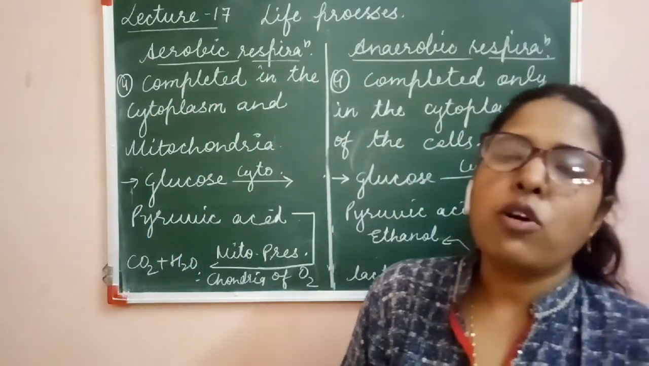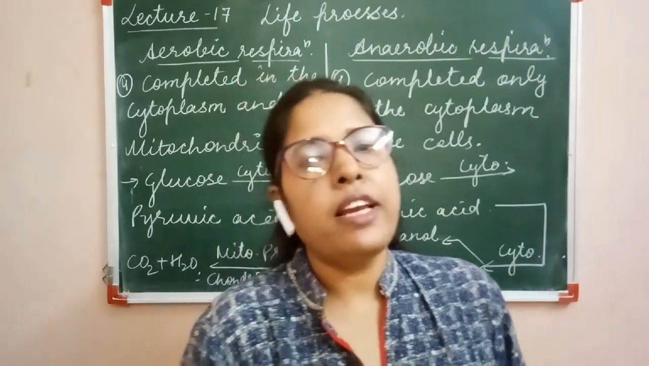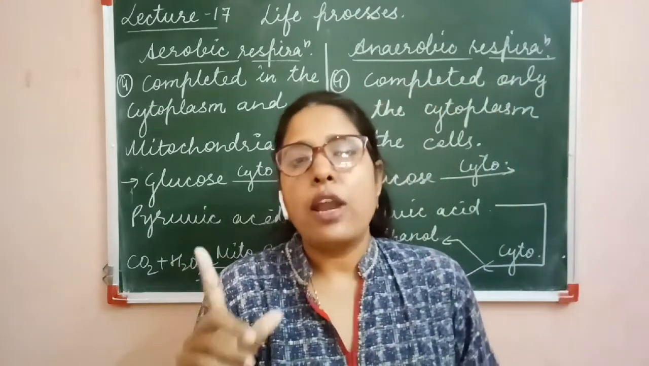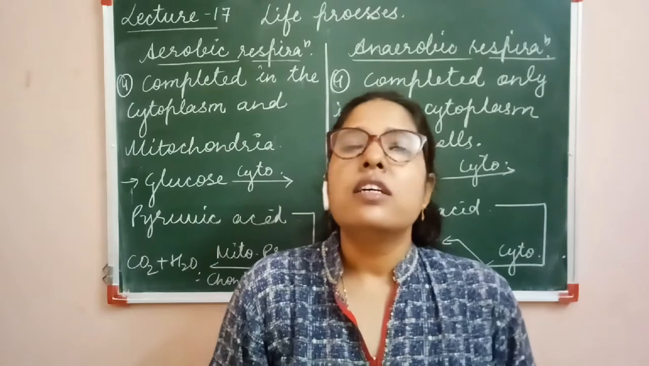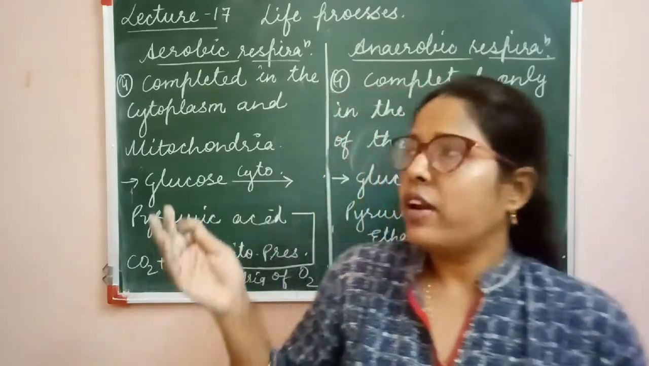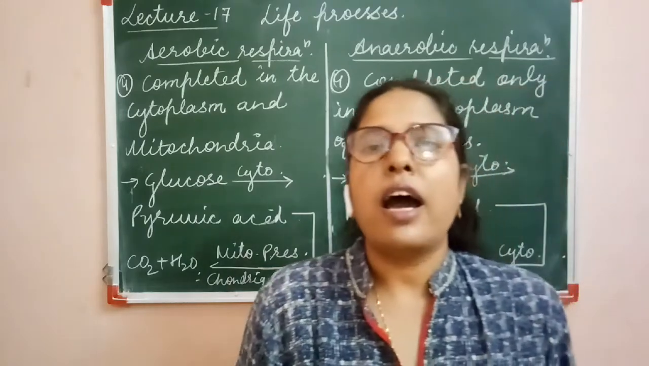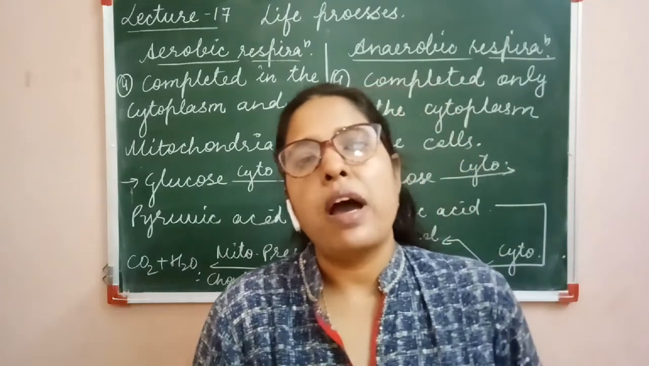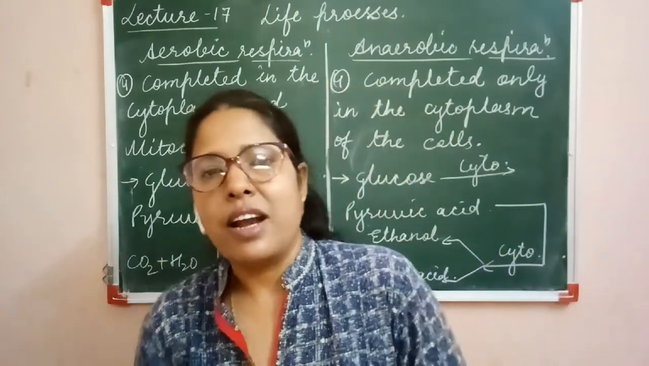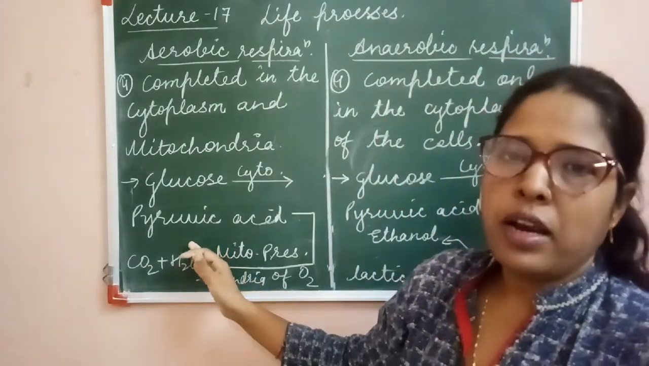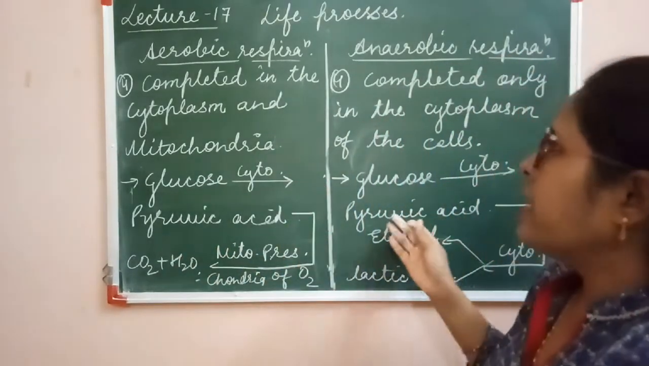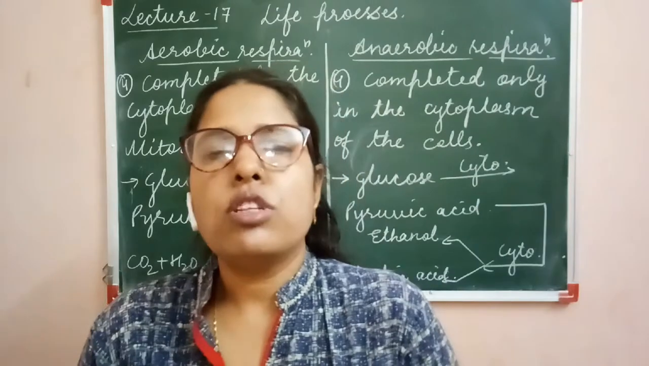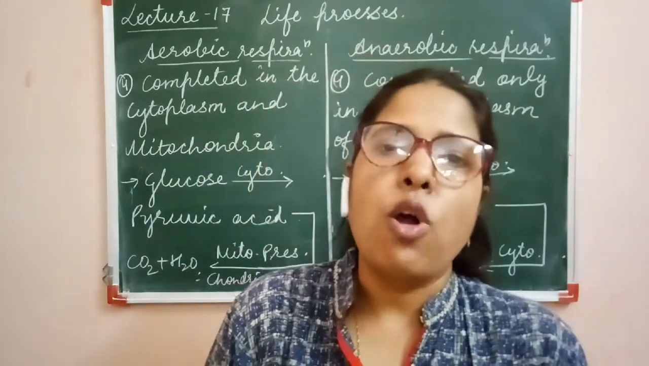Fourth, aerobic respiration is completed in the cytoplasm and in the mitochondria of the cell, and anaerobic respiration is completed in the cytoplasm only. Clear? Aerobic respiration is shown by all the higher organisms like human beings, and anaerobic respiration is shown by microorganisms like yeast and bacteria. So this is all about the differences between aerobic and anaerobic respiration.